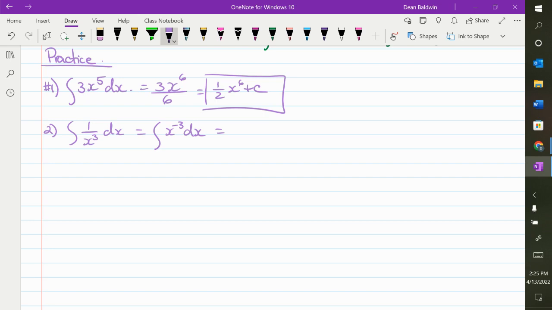Negative 3 plus 1? Negative 2. Divide by your new exponent, negative 2. Put a plus c. You can leave it like that. You could write it like this. It doesn't really matter. They're all the same.